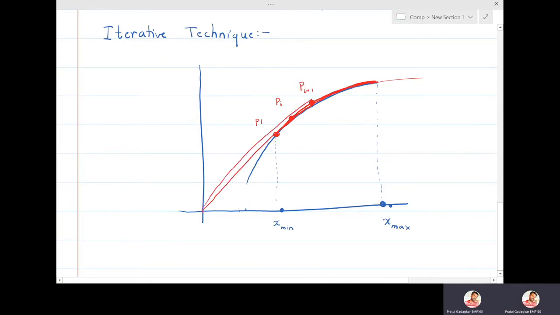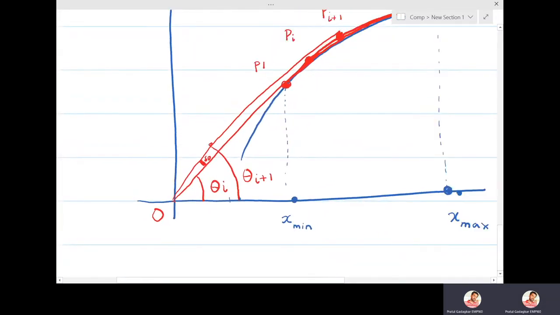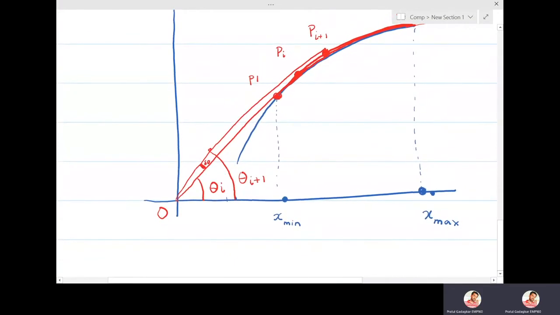Now there is a difference of angle. The angle of OPi with respect to the x-axis I'm going to denote by theta i. The angle that OPi plus 1 makes with respect to the x-axis, I'm going to call theta i plus 1. And this small angle here, the difference of angles, I'm going to call delta theta. So delta theta is the angle between OPi and OPi plus 1.